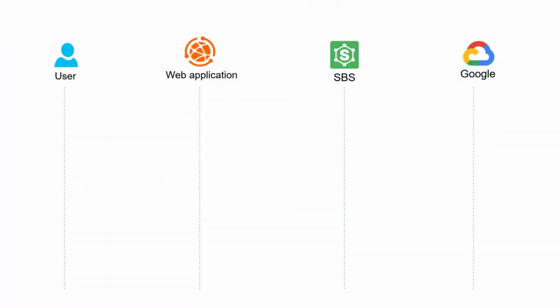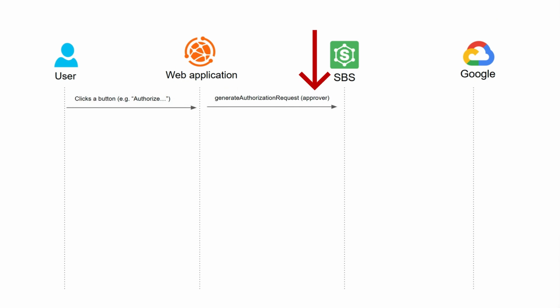The user clicks a button in your application, for example, Authorize App to send email from my Google account. Your application calls the Generate Authorization Request method of the SBS API. Note that one of the arguments to this method is the approver, which is a unique identifier for this user in your application. The OAuth 2.0 authorization obtained from Google will be linked to the approver value, which makes it sensitive data. Make sure to treat this sensitive value as such in your code.